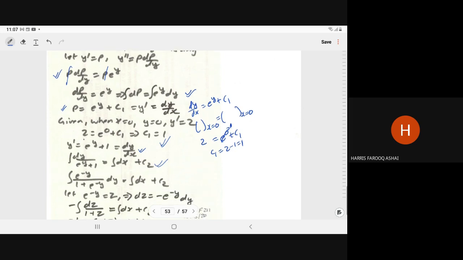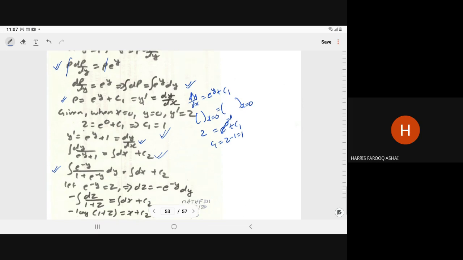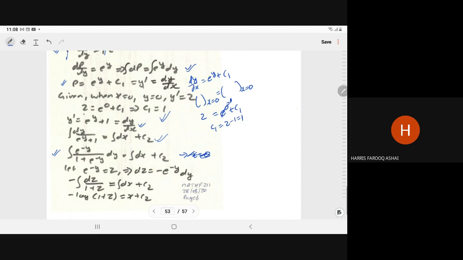If you multiply the numerator and denominator by e to power minus y, here you have integral e to power minus y upon 1 plus e to power minus y dy is equal to integral dx plus c2. Now again in this we put x is equal to 0. Okay, first we have to integrate, right? So here we have e to power minus y upon 1 plus e to power minus y dy is equal to integral dx plus c2.